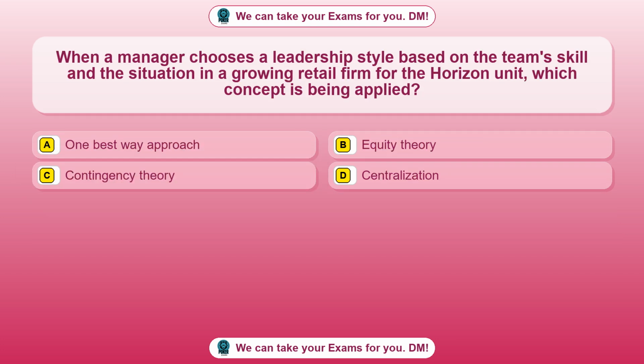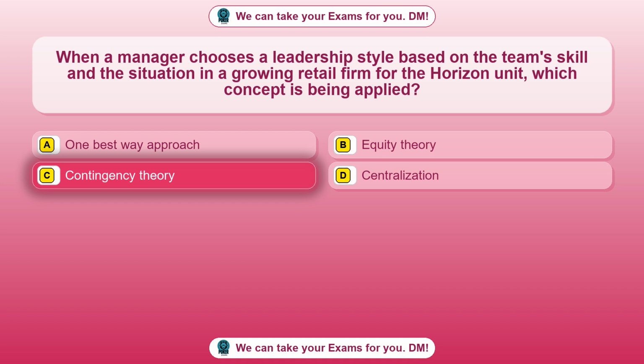Question 28. When a manager chooses a leadership style based on the team's skill and the situation in a growing retail firm for the Horizon unit, which concept is being applied? Option A. One best way approach. Option B. Equity theory. Option C. Contingency theory. Option D. Centralization. The correct answer is option C.